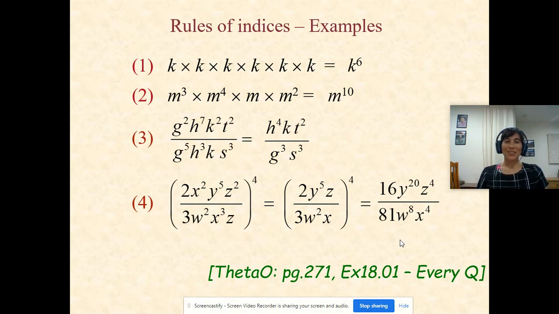So what I want you to do is to do some of these questions. It's saying just basically using a calculator to be able to answer them. So that would be great if you could look at that on page 271, exercise 18.01. And I've just said every question because they'll be quite fast, I think, for you to work through. All right, good luck.